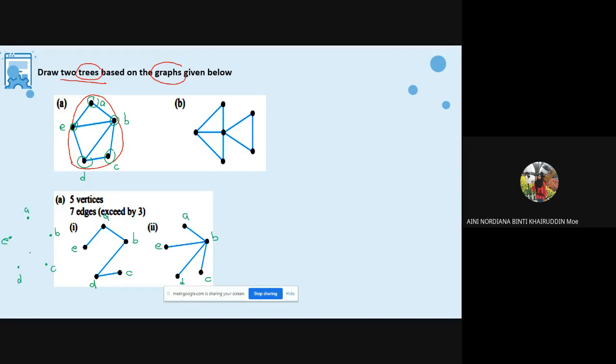Okay, ada 5 vertex. So cikgu nak buat dia 4. 1, 2, 3, 1 lagi, 4. Ini pun 3 juga. Boleh. Ni dia senang sikit.